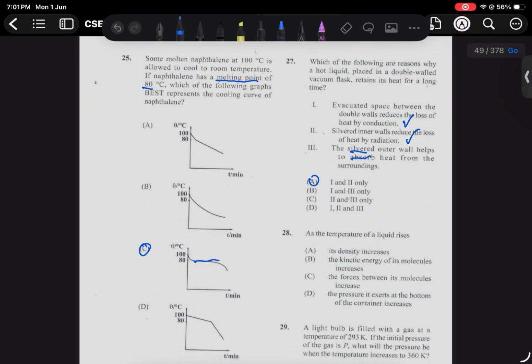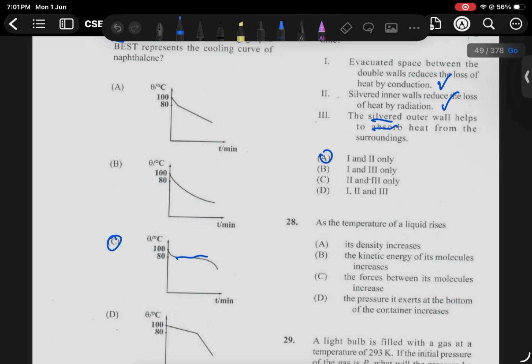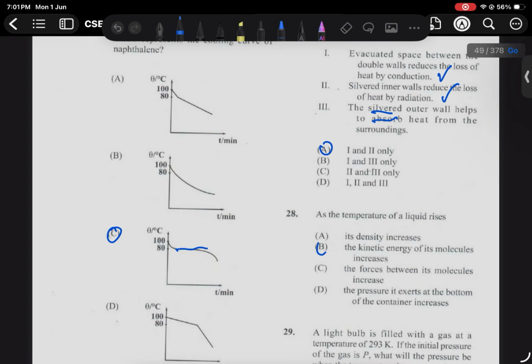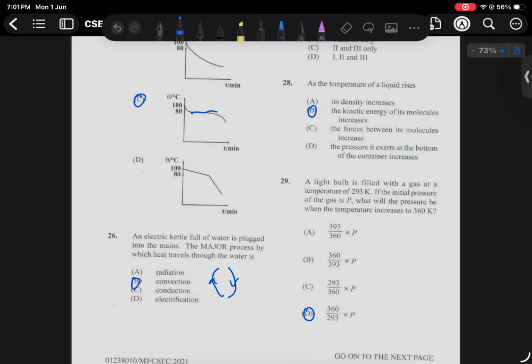As the temperature of a liquid rises, the kinetic energy of particles increases. So as the temperature increases, the kinetic energy of the molecules will also increase. A light bulb, this is a repeat question. So it would be 360 over 293.